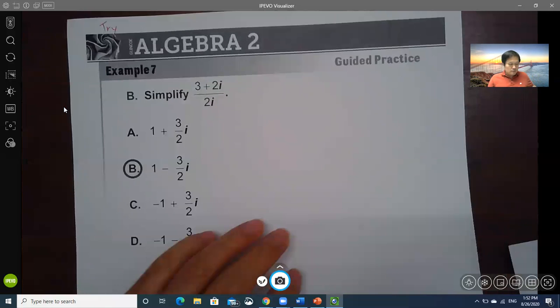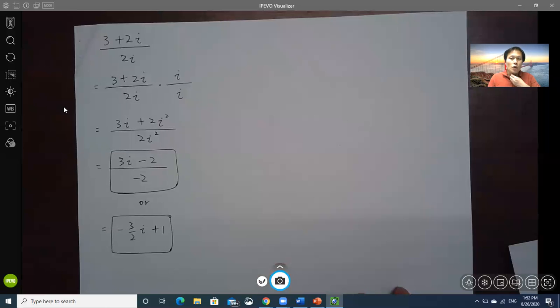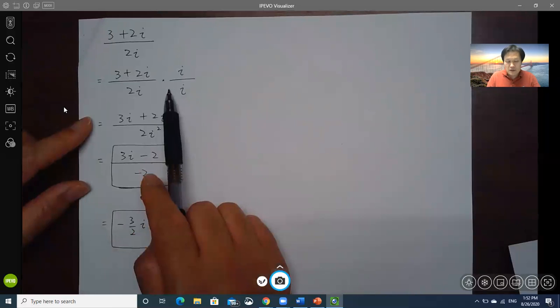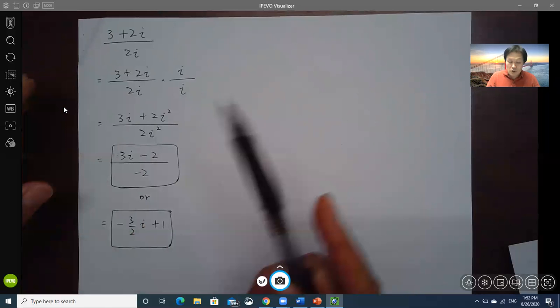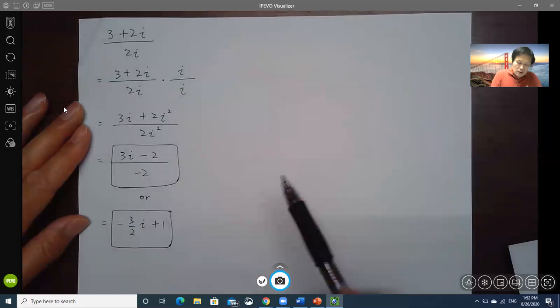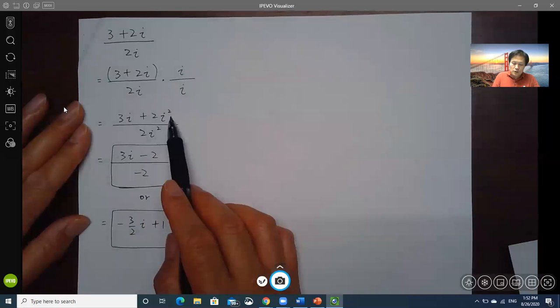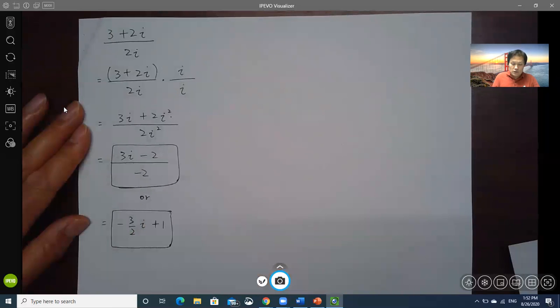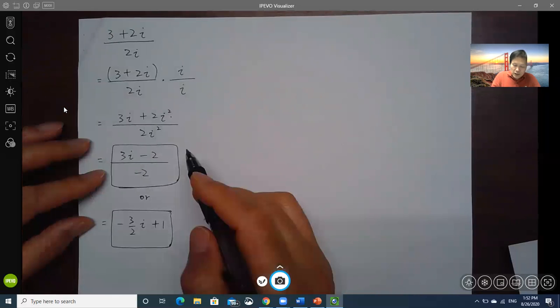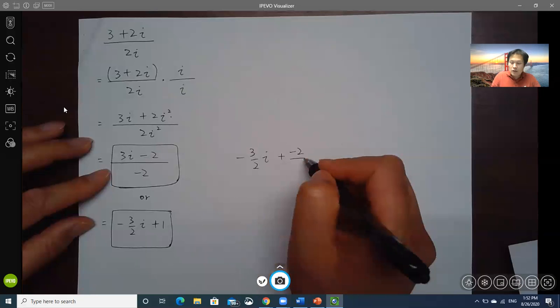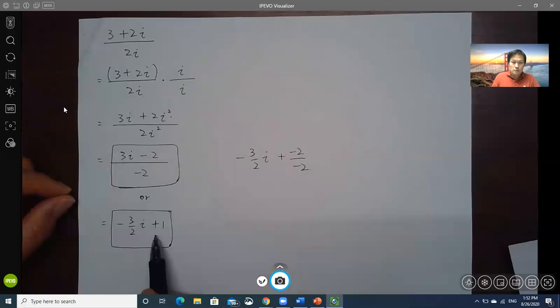Here's the work. So you were supposed to multiply complex conjugate, which is minus 2i over minus 2i. But since it's just a monomial, one term, it's simpler if you just multiply i over i. So you will have to distribute that. i squared makes minus 1. i squared makes minus 1. So this is a fantastic answer. If you have to split it, you will have to split that as minus 3 over 2i plus minus 2 over minus 2. That is equal to positive 1. And that is equal to this.